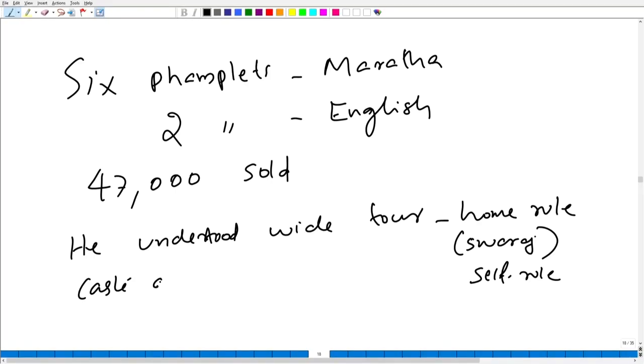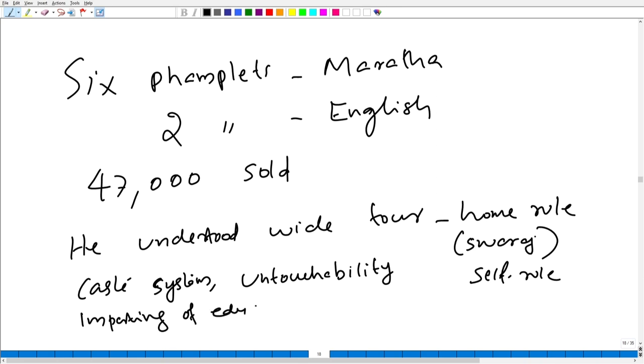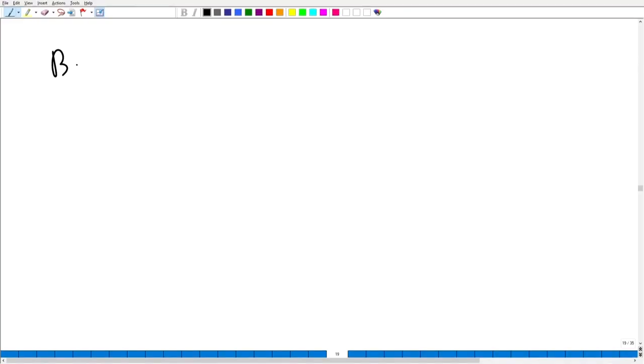He opposed the caste system and untouchability. He also promoted imparting of education among the masses, and requested the Brahmins to be kind to non-Brahmins.